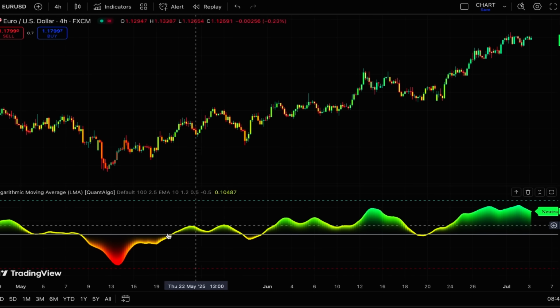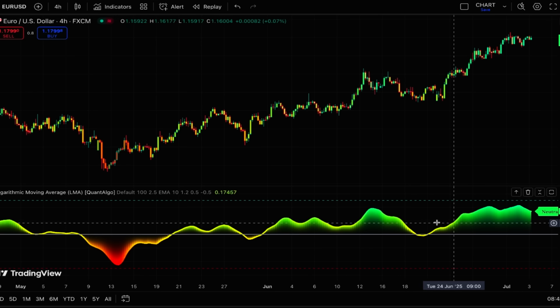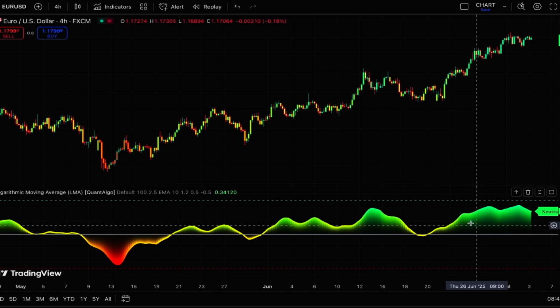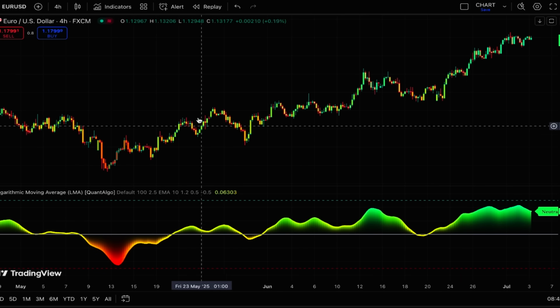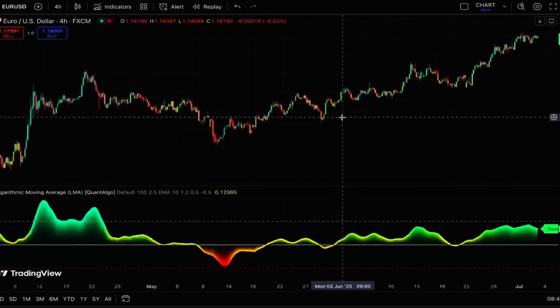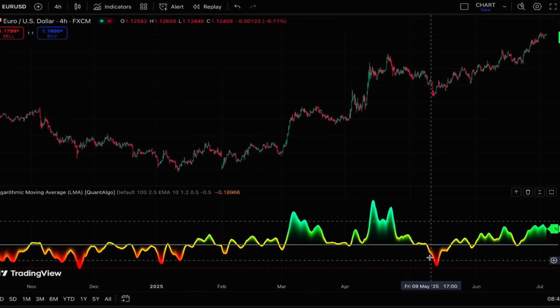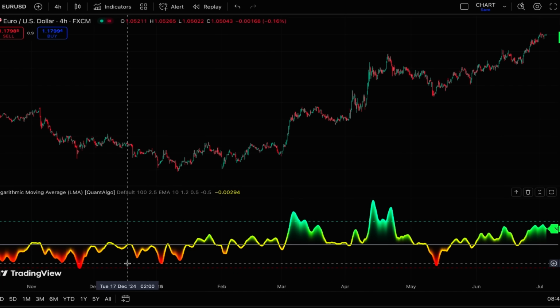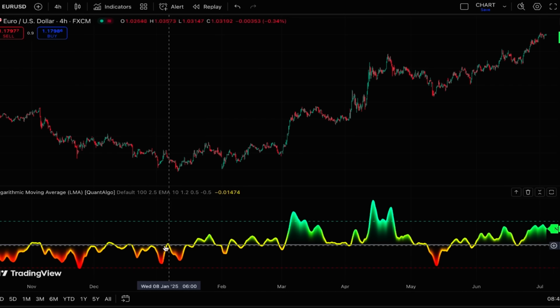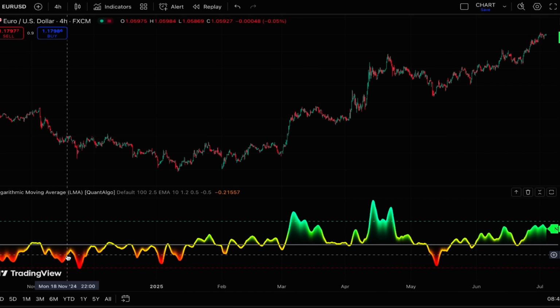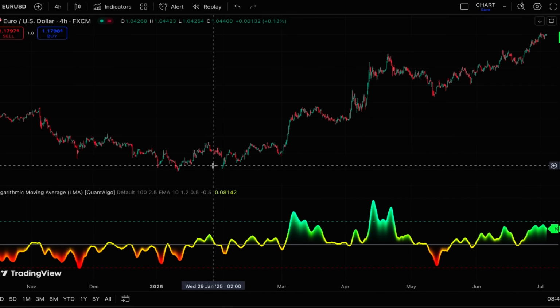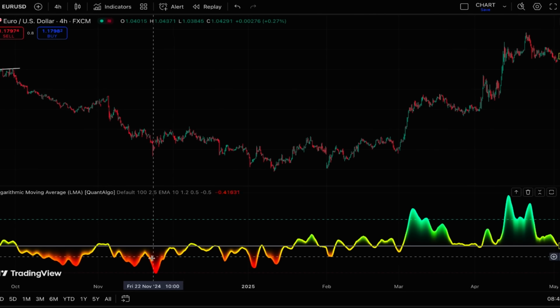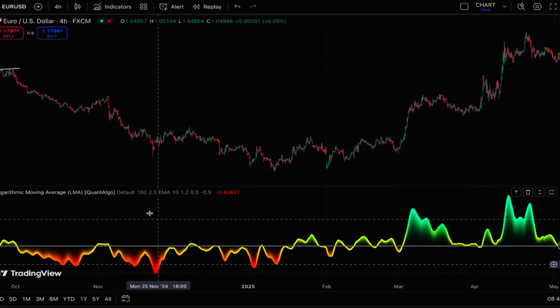When the line is above the center line, the color of the line is between yellow and green, and the area between the line and center line is also green, and this shows that the price is advancing. And on the other hand, in times that the line is below the center line and the color is between yellow, orange, and red, and the area between the line and the center line is red, this shows that the price is declining.